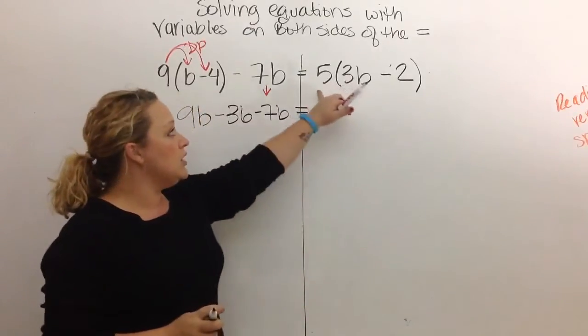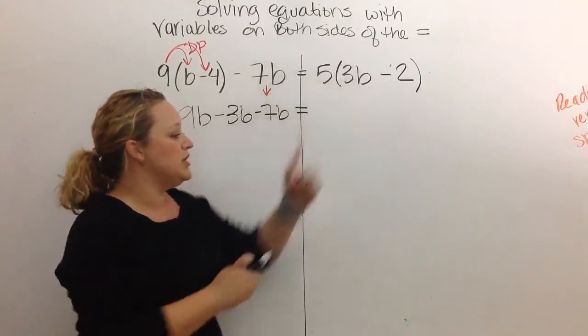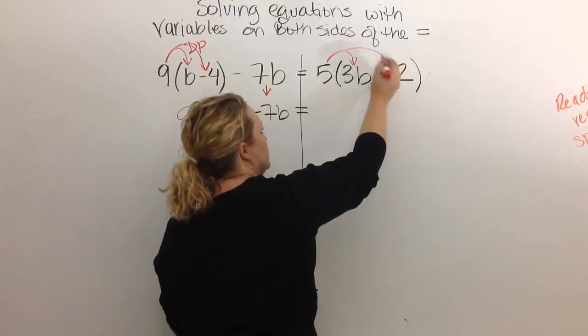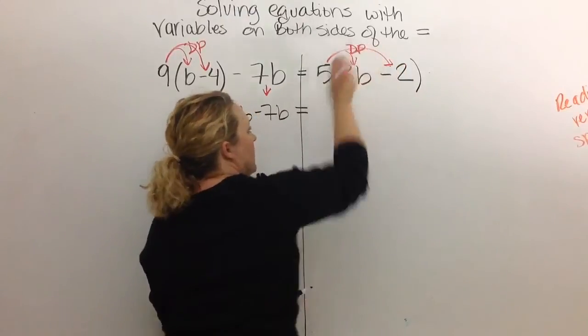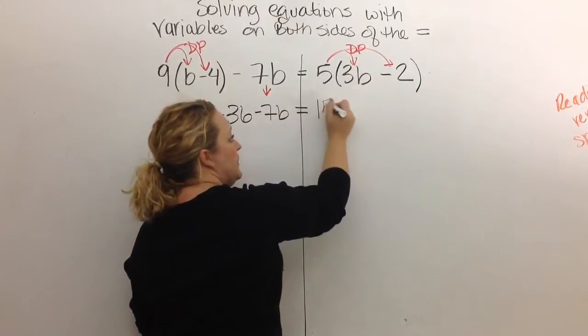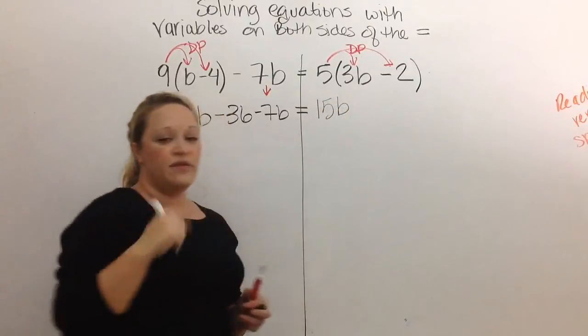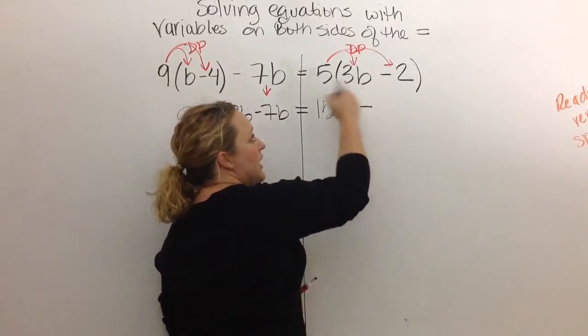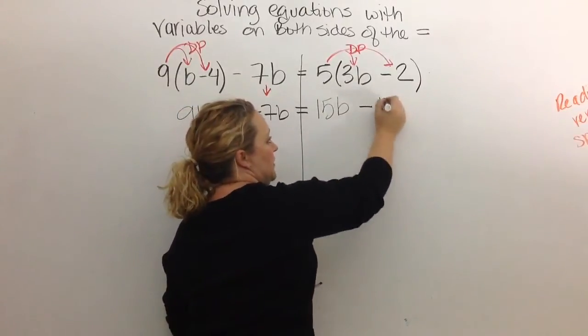If we look right here, again, we have a number on the outside of the parentheses. So I'm going to draw my arrows for distributive property. 5 times 3 is 15, so that would make it a 15b. And then 5 times -2, a positive times a negative is a negative, and 5 times 2 is 10.